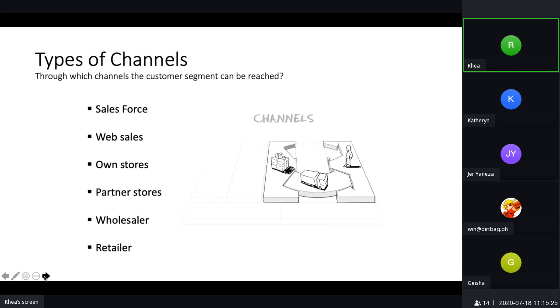You can also have a partner store, like a store that opens itself to other sellers. There are already a lot of those that carry products that are not really from them, but you also need to pay them in terms of commissions. You can also do wholesaling, where you have a specific amount for wholesalers, and finally you can do it on your own using the retailer mode. So these are just some of the examples. So at least as early as now, you can identify what channel your startup can use in order to reach your customers.